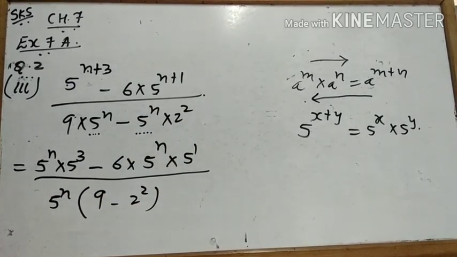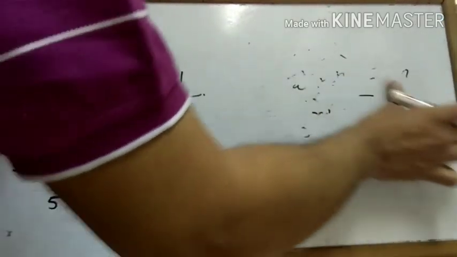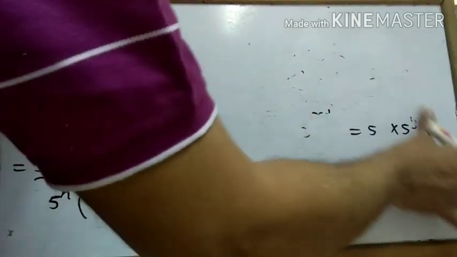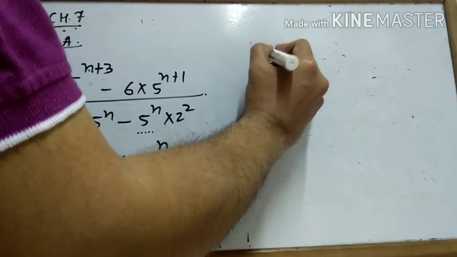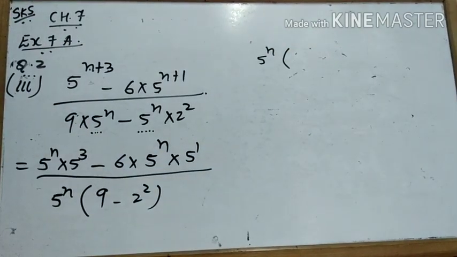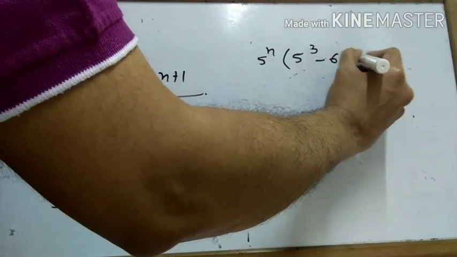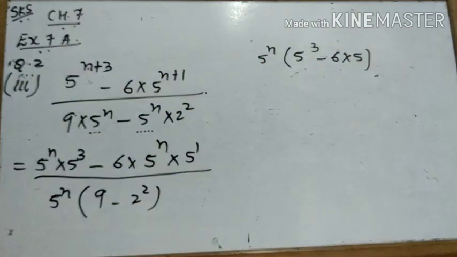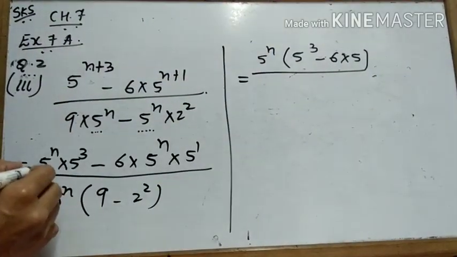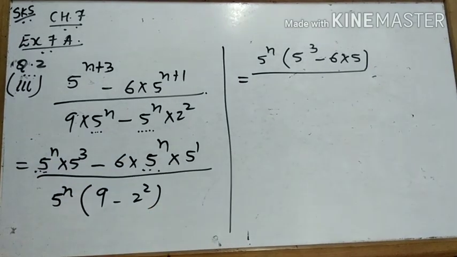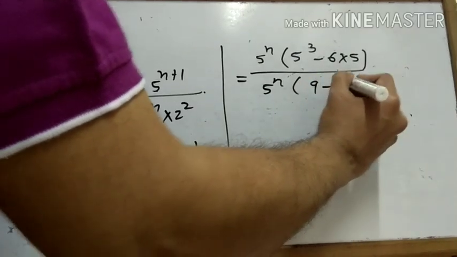Now look at the numerator part. Again in the numerator, the first term contains 5 raised to n as well as the second term. So 5 raised to n I am taking out common in the numerator. What will be left is 5 cubed minus 6 into 5. I hope this part is pretty clear to you. Here 5 raised to n has been taken out common. Now this becomes 5 raised to n multiplied by 9 minus 4.